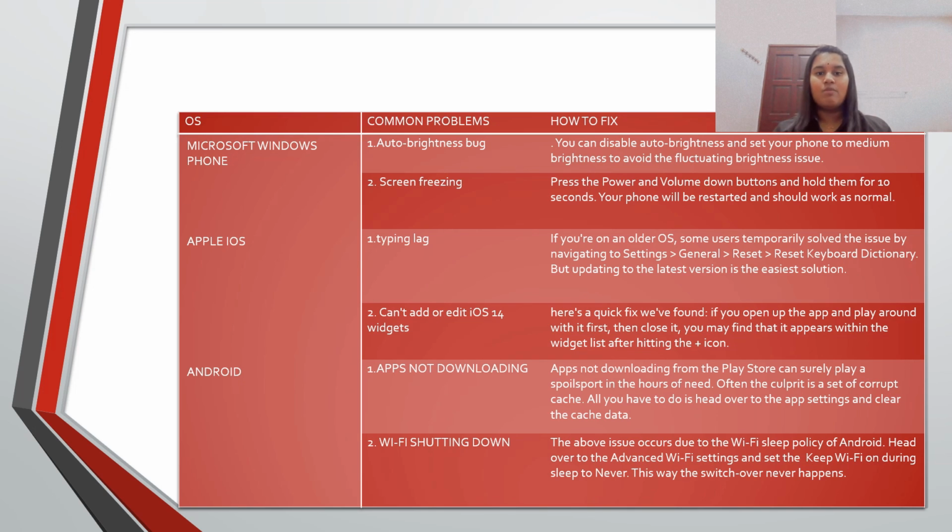The second common problem is Wi-Fi shutting down. The above issue occurs due to the Wi-Fi sleep policy of Android. Head over to the advanced Wi-Fi settings and set keep Wi-Fi on during sleep to never. This way the switch over will never happen.